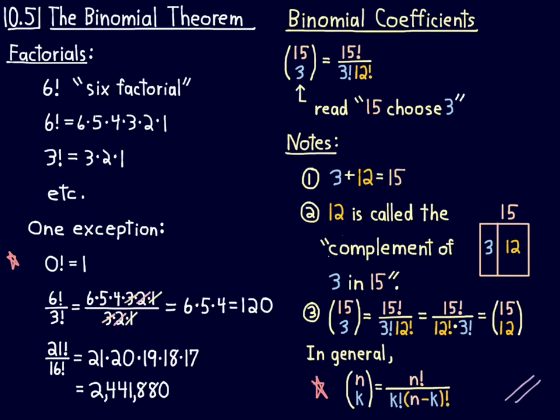Now, remember, if that 3 is a 0, then this 3 factorial would be a 0 factorial. That's 1, not 0. That's important. You don't want to divide by 0. And then its complement would be 15. So you'd have 15 factorial over 15 factorial, which is 1. So 15 choose 0 is 1. Why would that be? How many ways can you choose nobody out of 15? Well, there's only one way. You just don't choose anybody. Right? Anyway, so that's the binomial coefficients. Those are used for a lot of things in math.